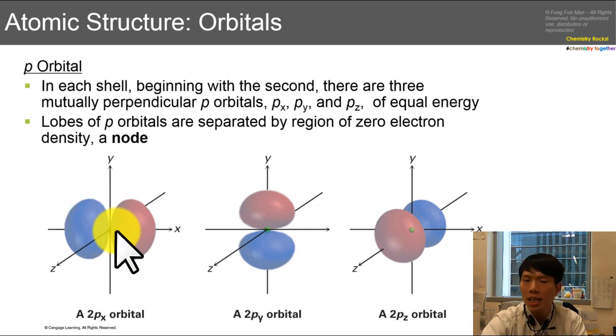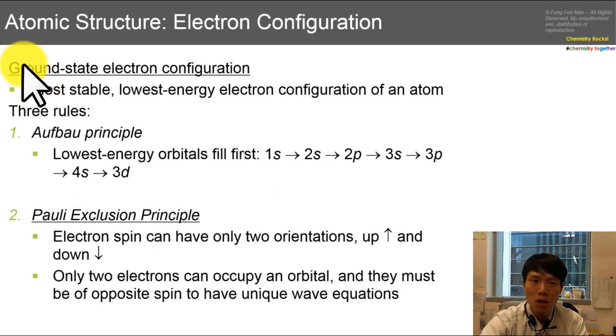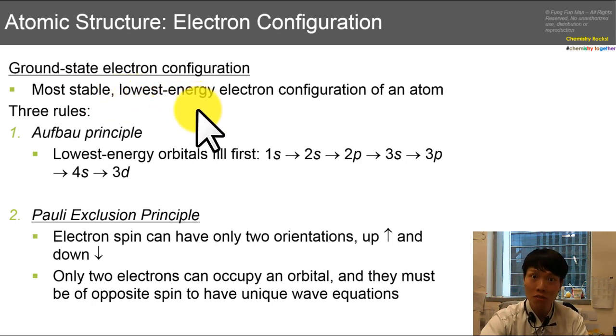Now why do we have 2 colors for p orbital lobes? We know that orbitals can be expressed as mathematical wave functions. So you know the wave gives off graph 3D functions, so it's being represented by the algebraic signs plus and minus. Now you also have to know what is meant by ground state electronic configuration. It just tells us the most stable, the lowest energy electronic configuration of an atom.